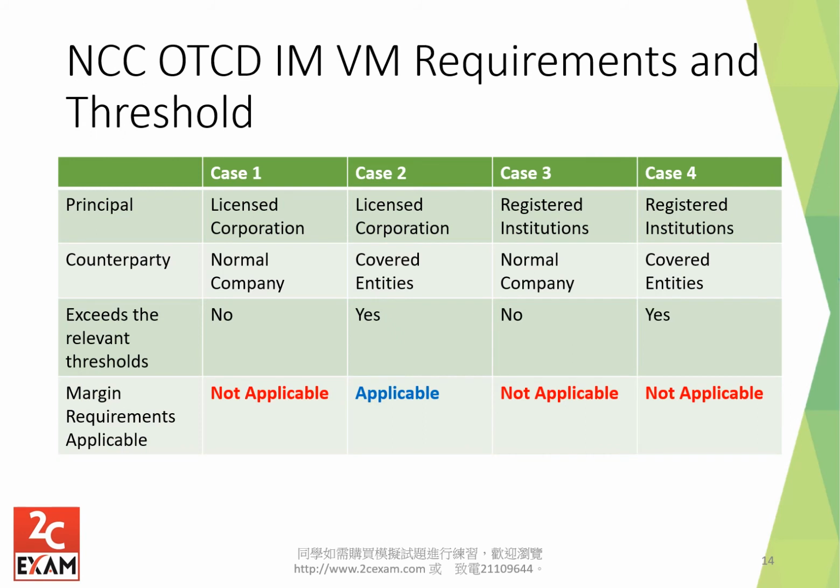In this table, we will also investigate the relationship between IM/VM requirements and the threshold. In the first case, it is a trade between a licensed corporation and a normal company. As we mentioned before, it doesn't really matter how big the trade is or how frequent the trade is. It's not between covered entities. It's between one covered entity and one that is not a covered entity. In that case, margin requirements are not applicable. And in the second case, it's between a licensed corporation, which is a covered entity, and another covered entity, and the threshold has been passed. In that case, it's applicable.